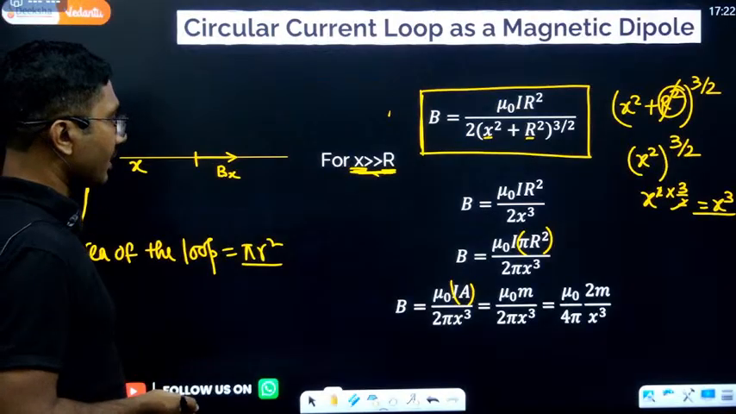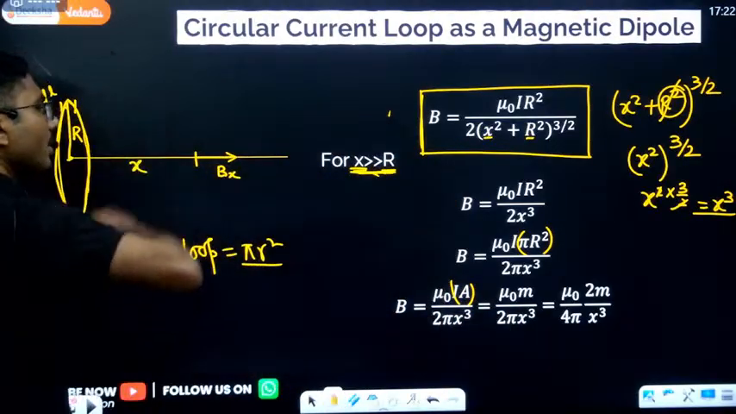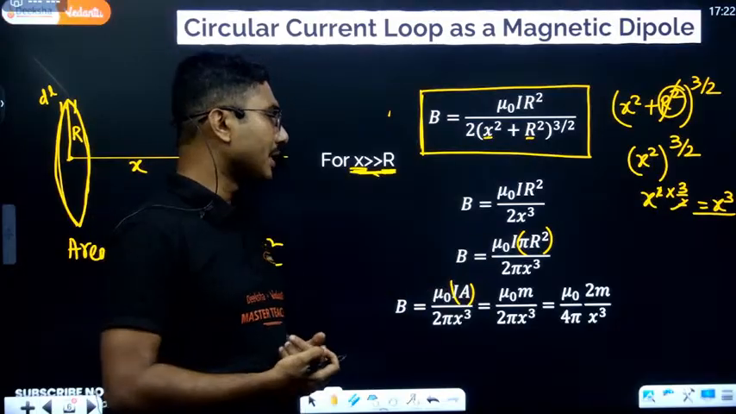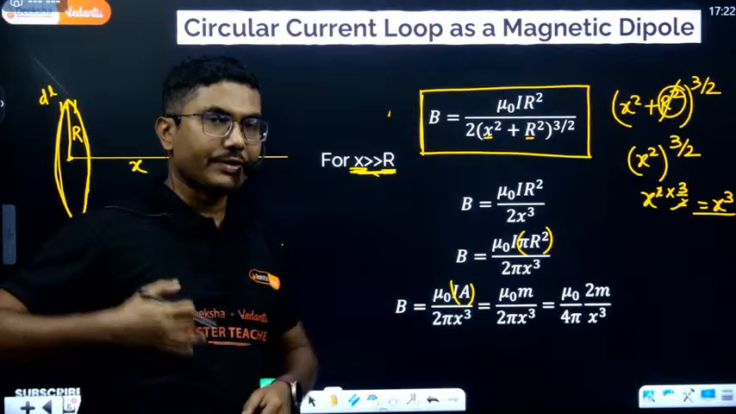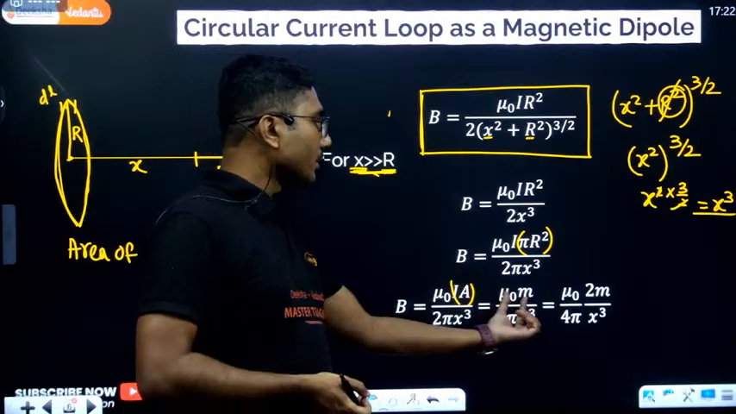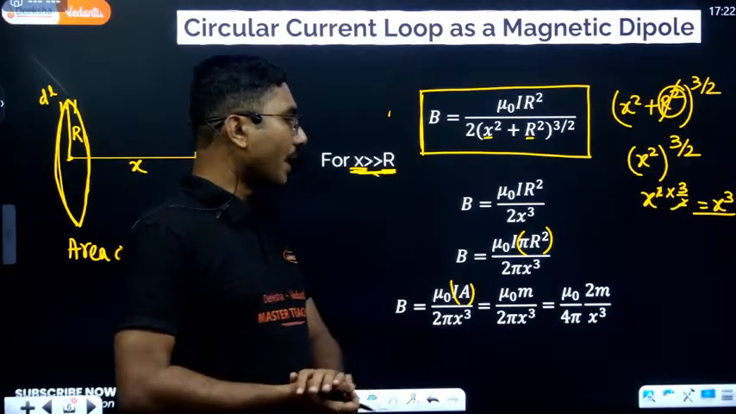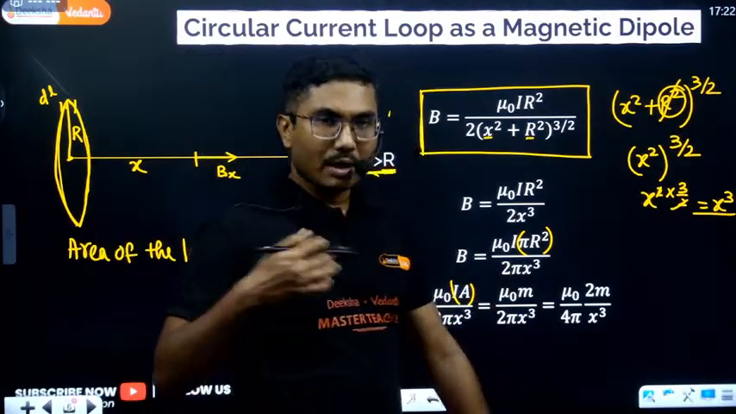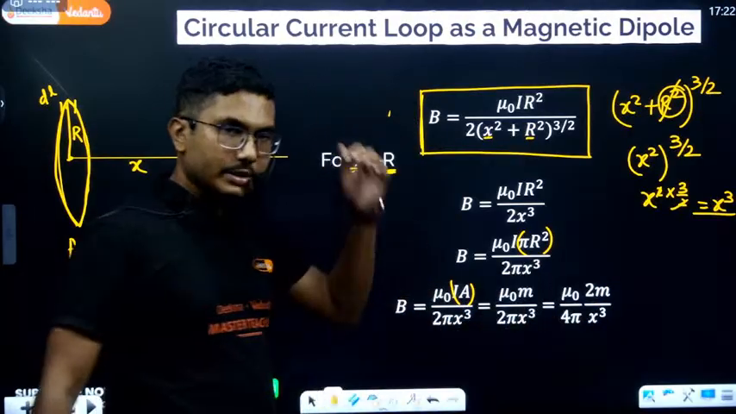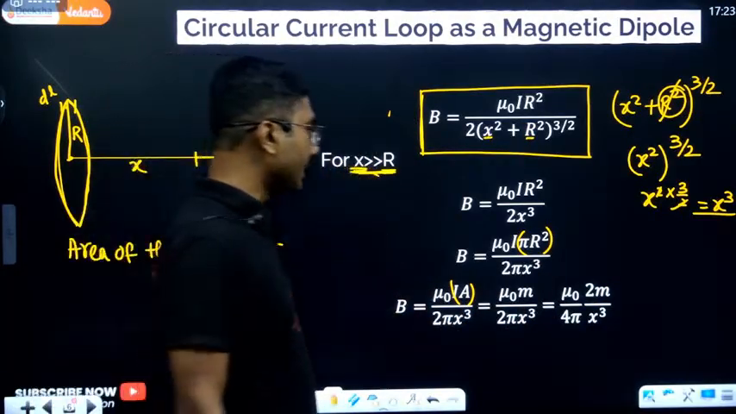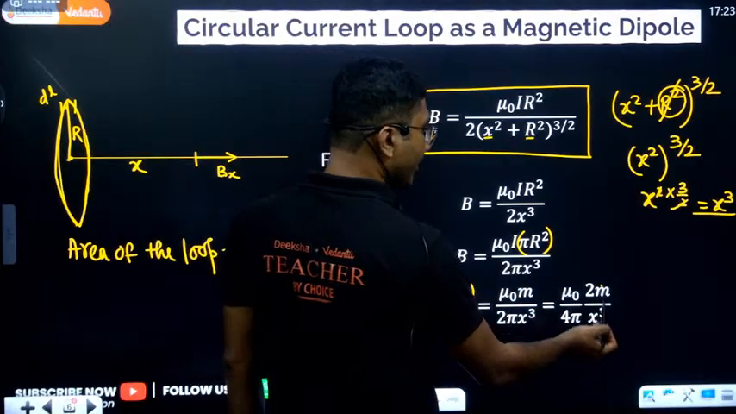Now let's go back to our calculation. Let's put this m over here. Here we are considering only one loop. In many cases, as I mentioned, there will be multiple loops. We will consider NIA. NIA is general, IA is specific for n equals 1. So let's put that value here: m divided by 2 pi x cube. Now let us multiply 2 in the top and bottom. Then we get the magnetic field expression as mu naught by 4 pi, 2m by x cube.